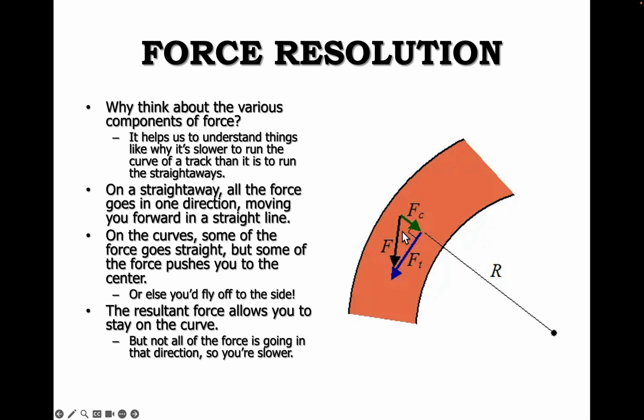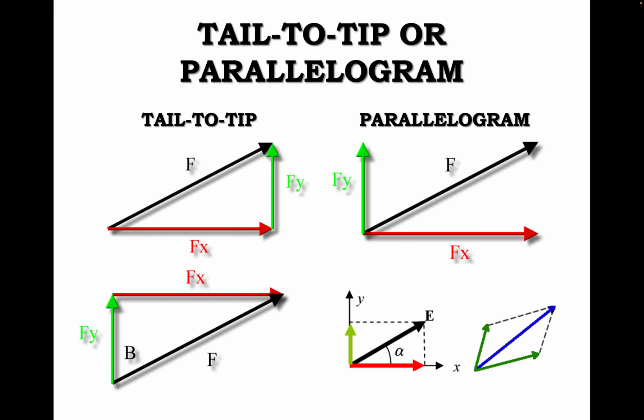Essentially, it allows me to go around the curve, but because not all the force is going in one direction, and some of it, as you can see, is going towards the middle of the circle, this causes you to go slower than if you were on a straightaway. And we can consider all these horizontal and vertical force components using the tail to tip or parallelogram diagram. While we're not going to harp on this a whole lot during the course, asking you to create a ton of tail to tip or parallelograms, it's important to understand the concepts of it.